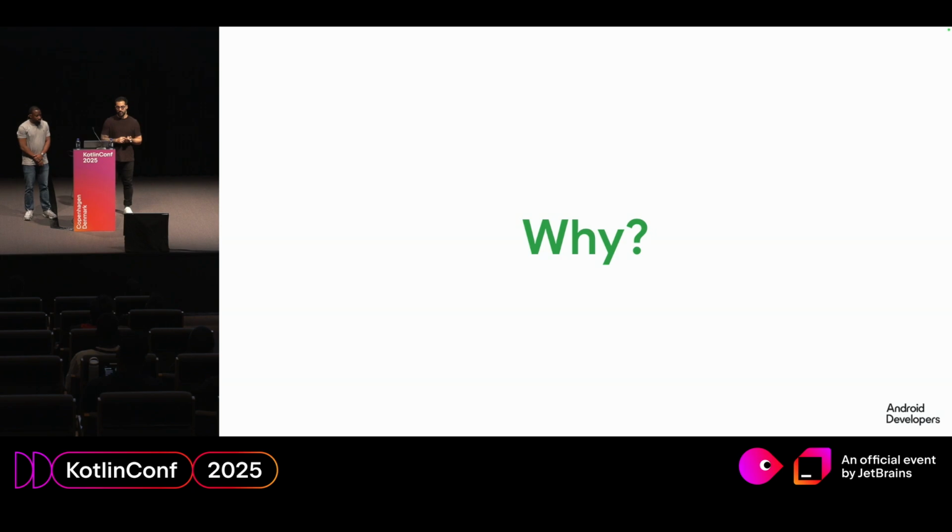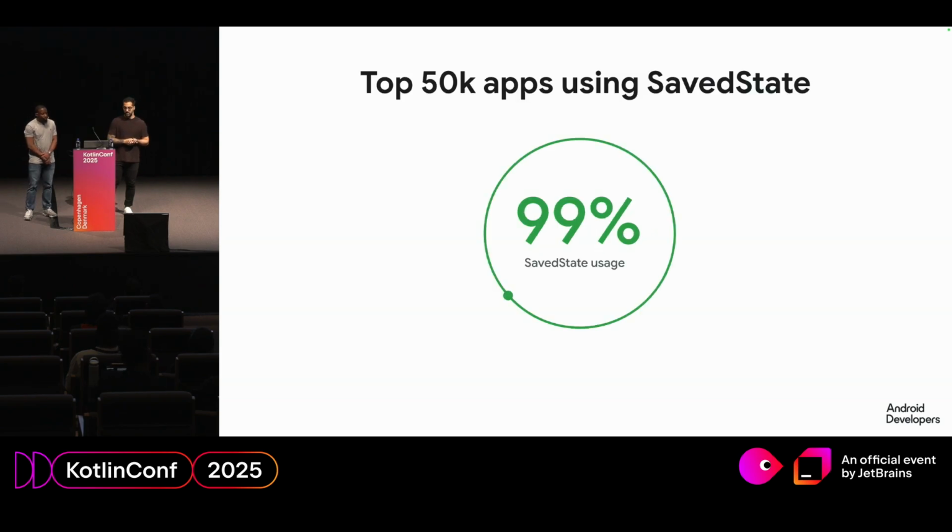So we have talked about how these APIs look and how they're used, but why can't we simply replace these APIs with KMP variants? If we take a look at the top 50K apps, about 99% use SavedState. Breaking these APIs would be a big problem for the ecosystem, and asking all users, apps, and libraries to migrate to a new API surface would be a delicate undertaking.